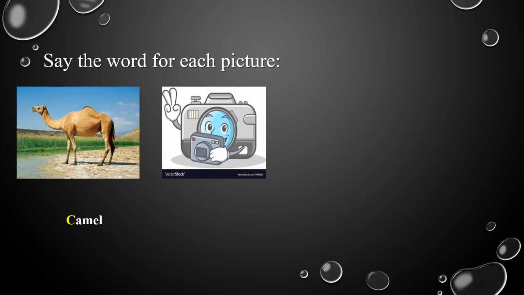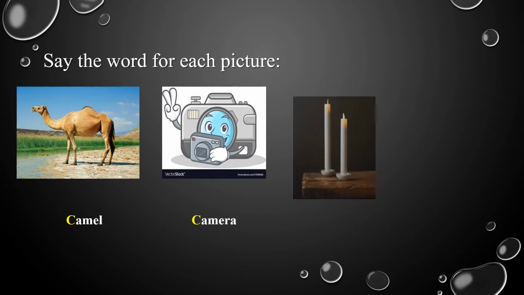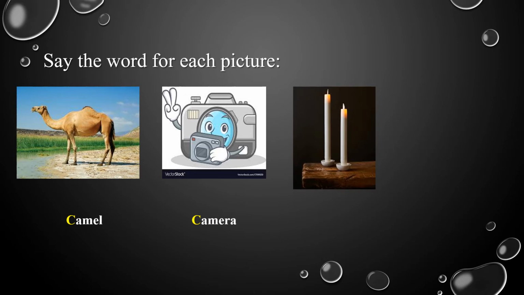Now look at this one. It's something we take pictures with. What's this picture? Excellent! It's a camera. Now look at this picture. It's something we use in the dark. What is this picture? Very good. It's a candle.